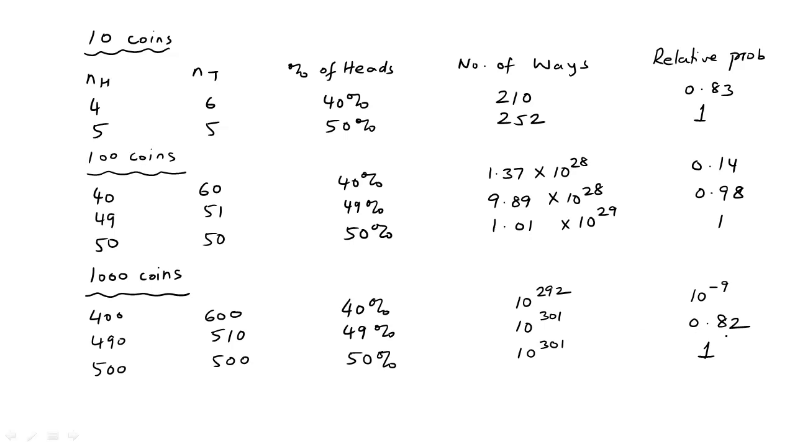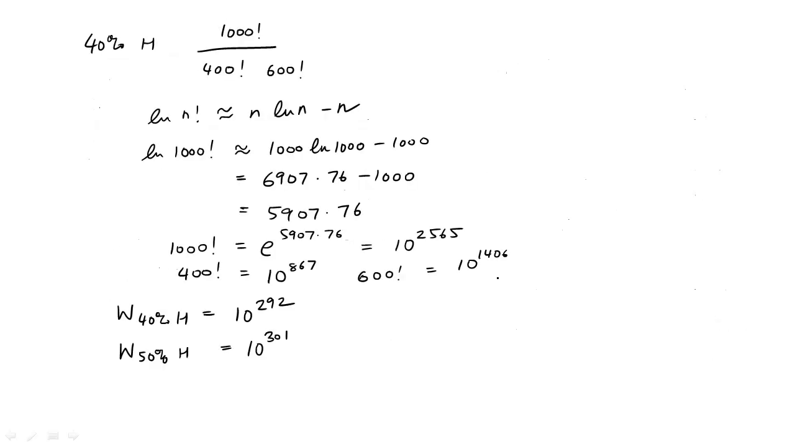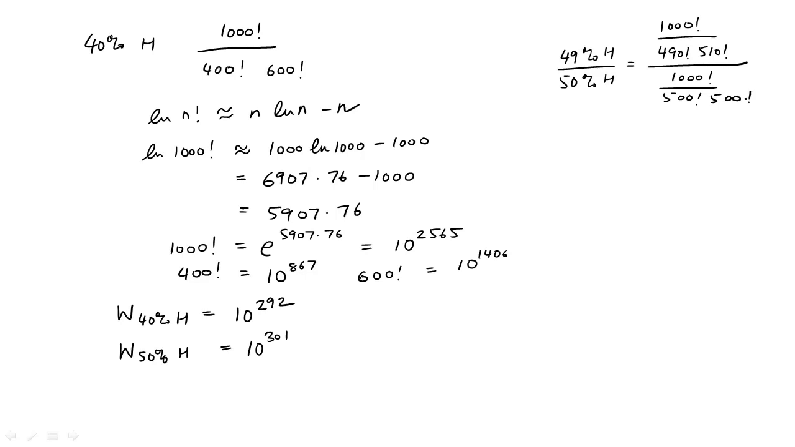Let me quickly show you how to get this 0.82 as the relative probability for 49% heads. So in the next sheet, I will write out this calculation. 49% heads divided by 50% heads will be 1000 factorial divided by 490 factorial 510 factorial, the whole thing divided by 1000 factorial 500 factorial 500 factorial.